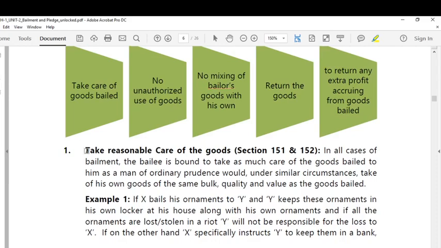The first duty of the bailee is to take reasonable care of goods. Whatever goods are given under the contract of bailment should be taken care of by the bailee, whoever is holding them. In all cases of bailment, the bailee is bound to take as much care of goods bailed to him as a man of ordinary prudence would under similar circumstances take of his own goods of the same bulk, quality and value as the goods bailed. So this is the first duty of taking care of goods under bailment.